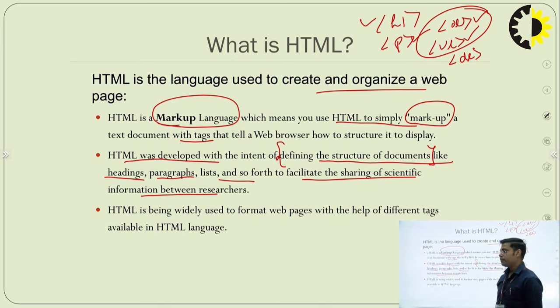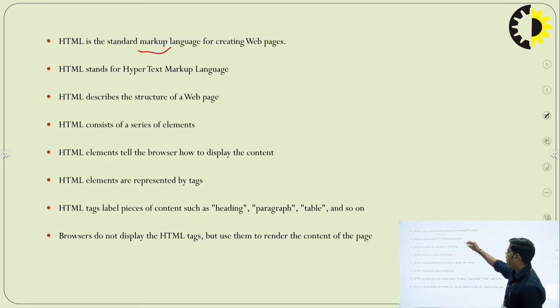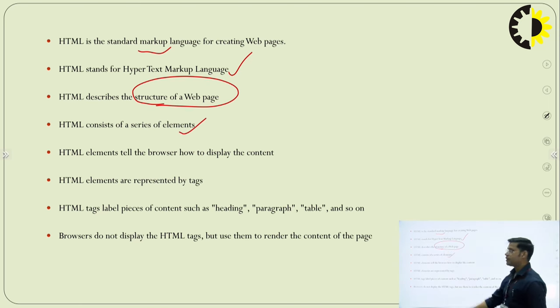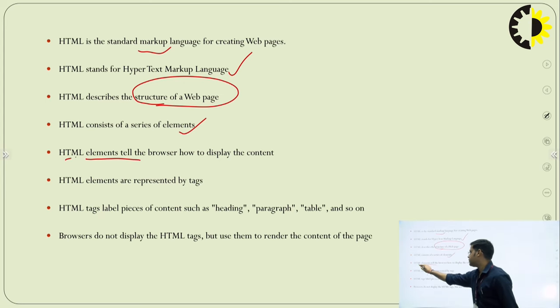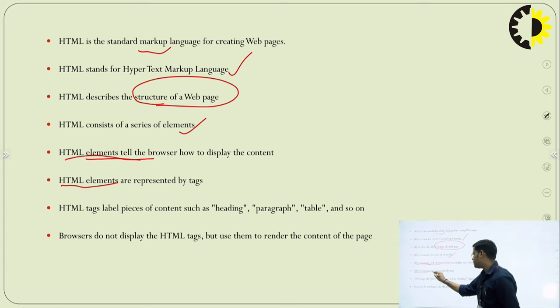Mainly, HTML is widely used to format web pages with the help of different tags available in the HTML language. In HTML, we have predefined tags through which we can create the basic structure of a web page. It is a standard markup language, the hypertext markup language, and it describes the basic structure of a web page. It consists of a series of elements, including text, paragraphs, and different font families. Basic HTML elements tell the browser how to display the content. HTML elements are represented by tags.